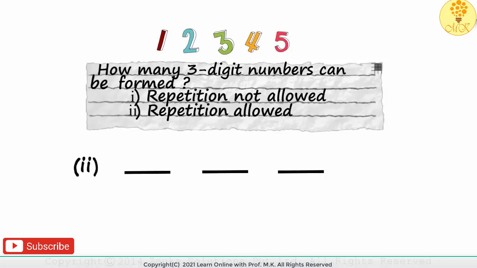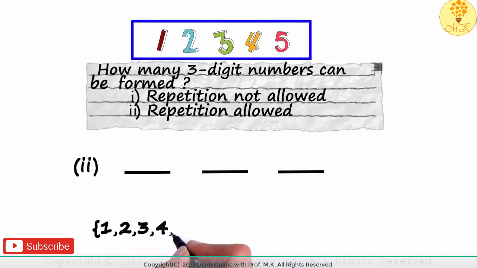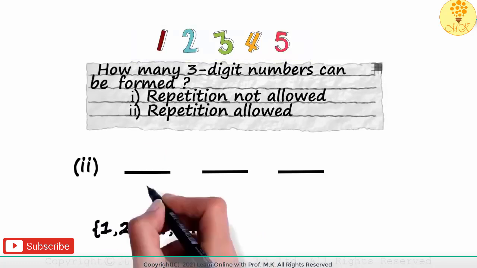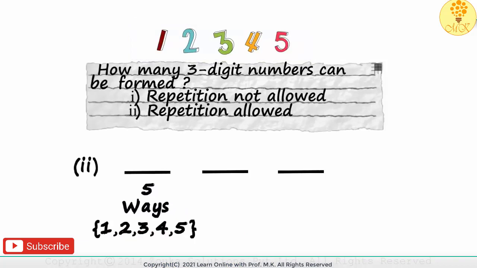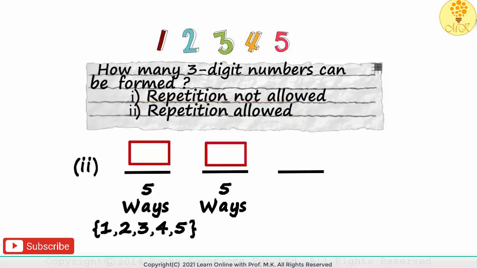Okay, as we saw earlier, let's go slot by slot. In how many ways can the hundreds place be filled? It can be filled with any one of the 5 digits we have. It can be filled in 5 ways. Now in how many ways can the second slot be filled? Think well. The second slot can also be filled in 5 ways. Why? It's because repetitions are allowed. If we used up 1 digit here, the same one can be used here as well.